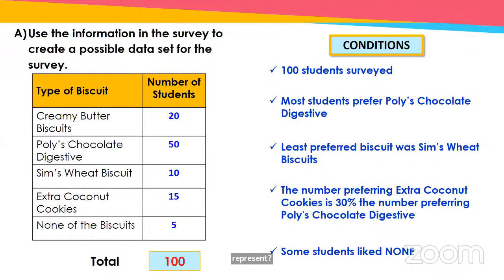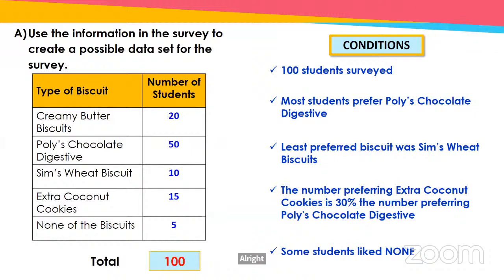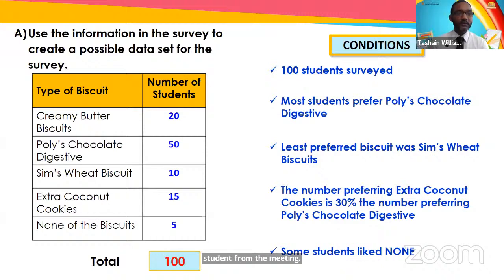Okay, the chat is lighting up. Mr. Williams, may we pause a minute? The chat is being used for anything else other than what is required at this time. So I'm trying not to have to remove any student from the meeting. So we're asking the students to cooperate, please. All right. Thank you, Mrs. Simpson.